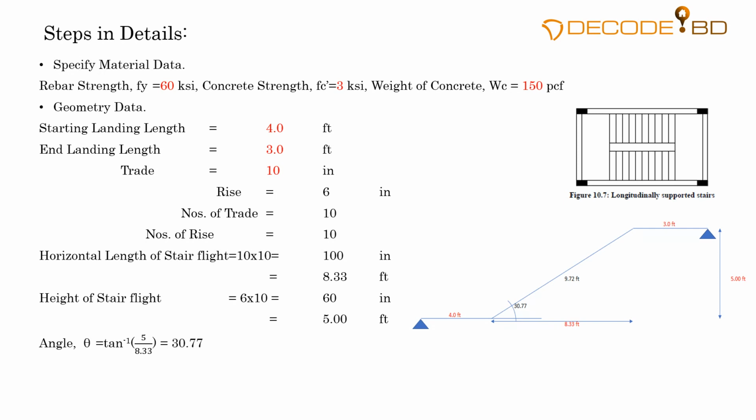Angle theta is tan inverse of 5 by 8.33, equal to 30.77 degrees, because we know tan theta equals altitude by base. So theta is tan inverse of altitude divided by base, equal to 30.77 degrees. So cos theta, cos 30.77 degrees, equals 0.86. This will be used later, we will see. Stair flight inclined length is the square root of base square plus altitude square, equal to 9.72 feet.